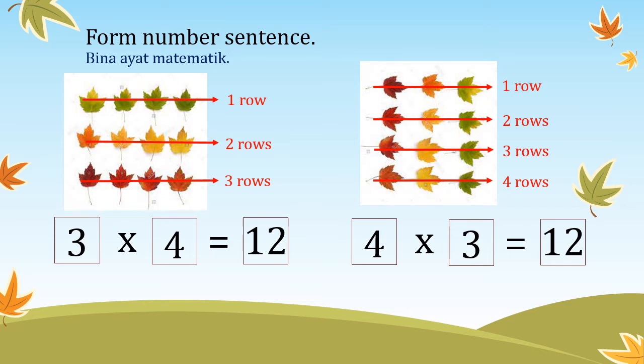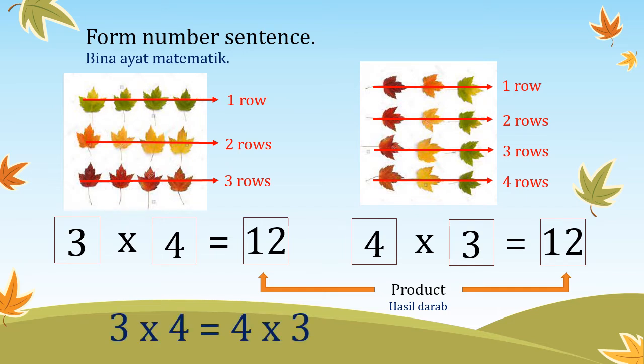Okay, tengok ya. Kedua-dua ayat matematik ni adalah susunannya tidak sama ya. The first one is 3 times 4. But the second one is 4 times 3. But the product, okay, the product hasil darabnya is the same. The products are the same. 12 and 12.